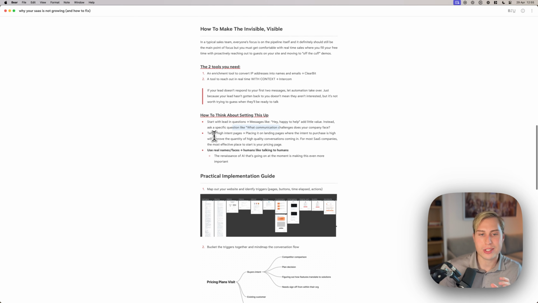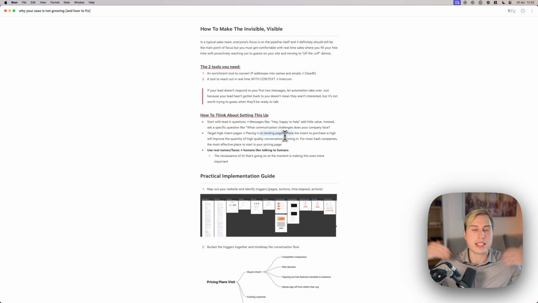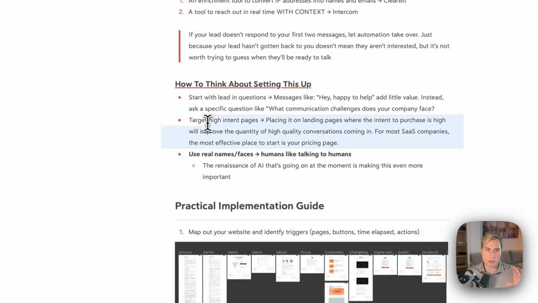And then really you want to target high intent pages. So placing it on landing pages that you're driving traffic to is phenomenal. And obviously for most SaaS companies, the highest intent page will be pricing. Because if someone's on your pricing page, they already understand your features, etc. They're just sort of trying to justify the price.